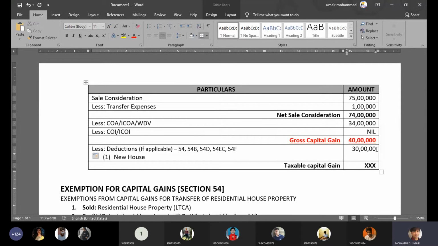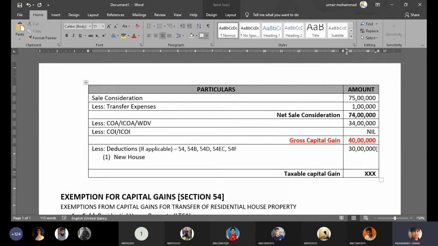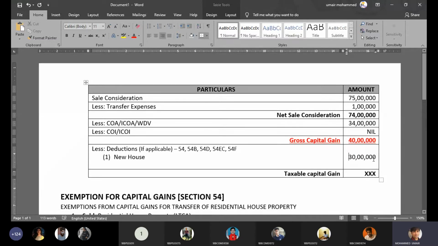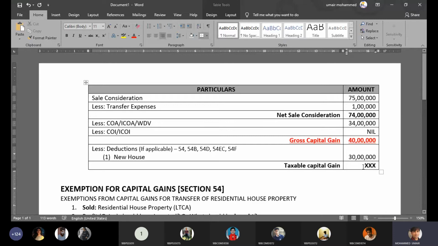In this scenario, what will be my taxable capital gain? My taxable capital gain would be 10 lakhs. So instead of paying tax on 40 lakhs, I end up paying tax only on 10 lakhs because I have reinvested 30 lakhs in a new house. Right, so this is how I'm saving capital gain tax by reinvesting the money as per the provisions of section 54.